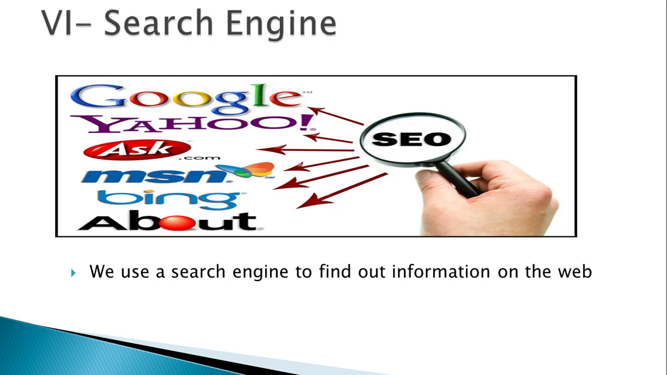So what is a search engine? We use a search engine to find information on the web. This happens when we don't know the web address of the document we are looking for. We just want to search something. We don't know the web address, so we have to use a search engine. Examples are Google, Yahoo, and Ask. All these are called search engines.